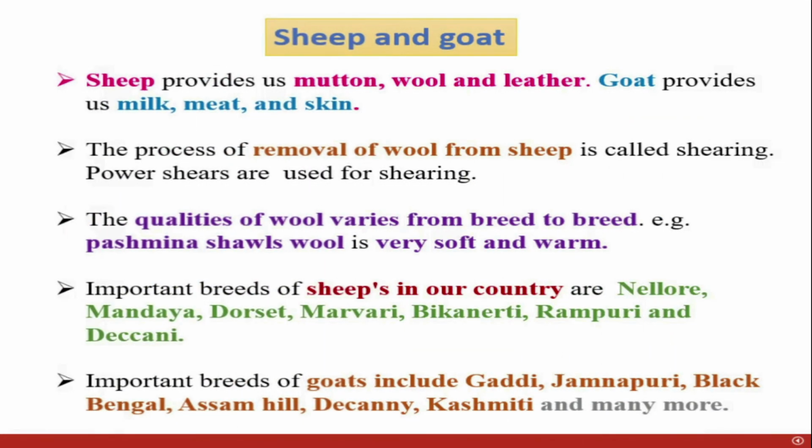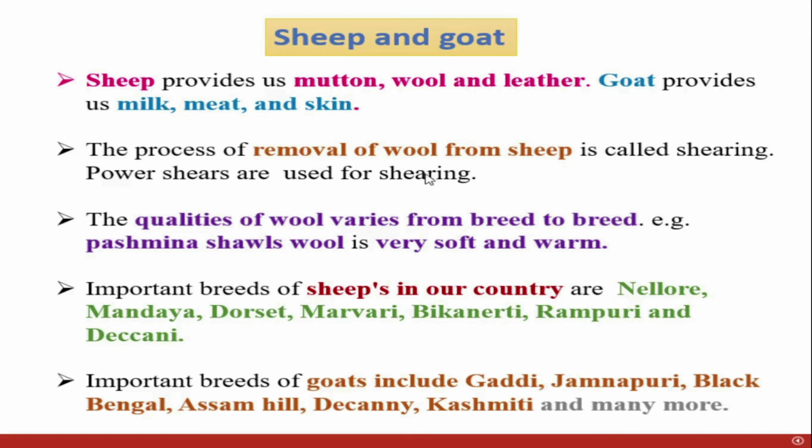Next, sheep and goat. Basically, you know that sheep provides mutton, wool, and leather. These are the basic products we are getting from the sheep. Goat provides milk, meat, and skin. These are all essential for us.